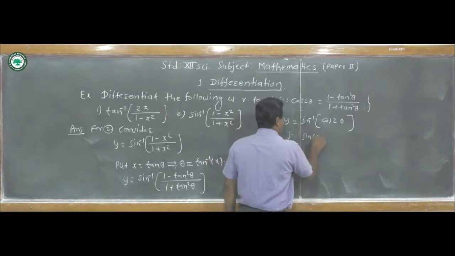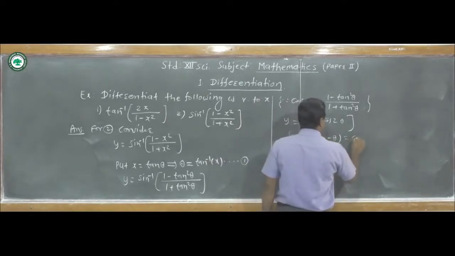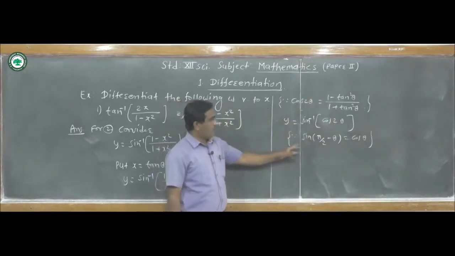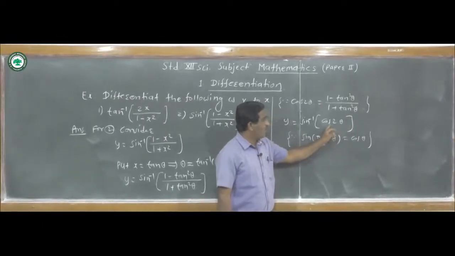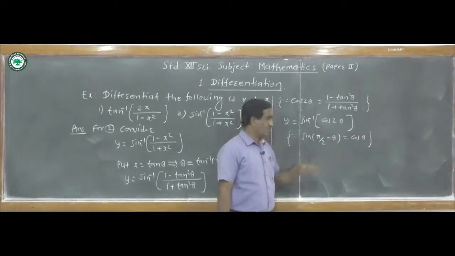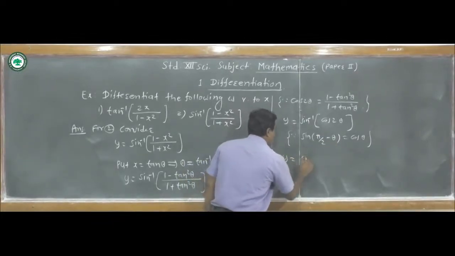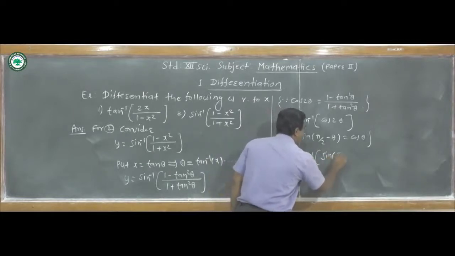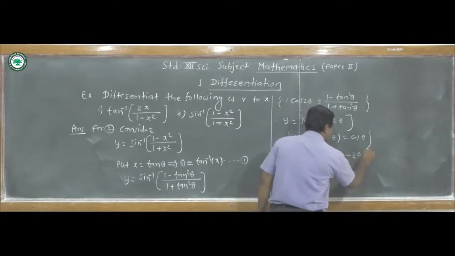Sine of pi by 2 minus theta is equal to cos theta. This is the allied angle formula. Therefore we can write here value of cos 2 theta is sin of pi by 2 minus 2 theta. Therefore y is equal to sin inverse of sin of pi by 2 minus 2 theta.